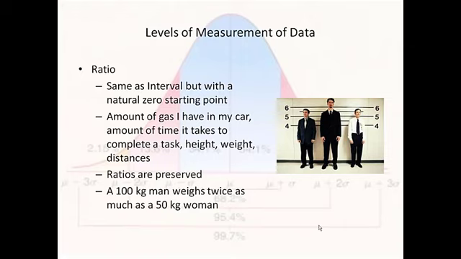Ratios are preserved. A 160-pound man weighs twice as much as an 80-pound person. Think about it that way. Again, if I have 10 gallons in my car, I have twice as much gas as if I have 5 gallons in my car. So that's it for this presentation.